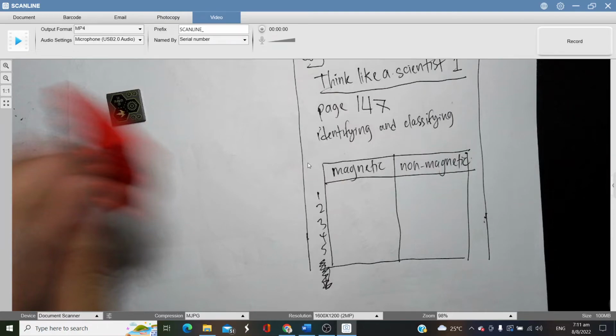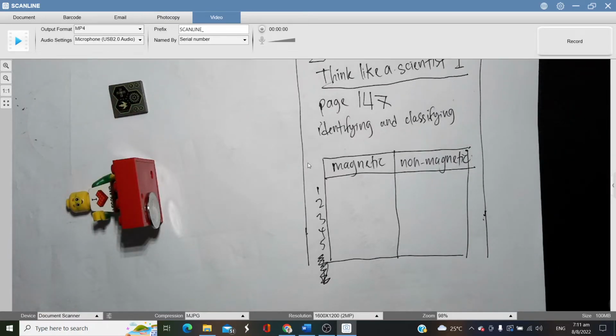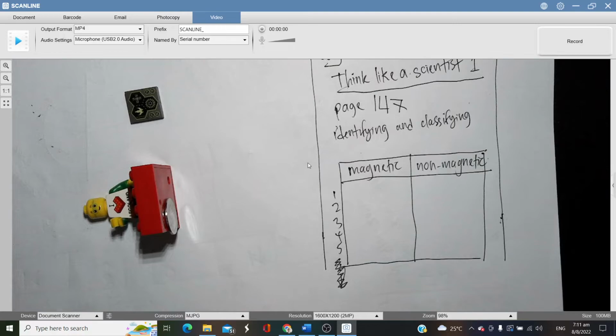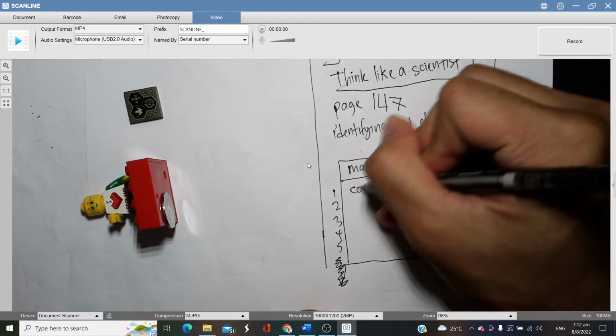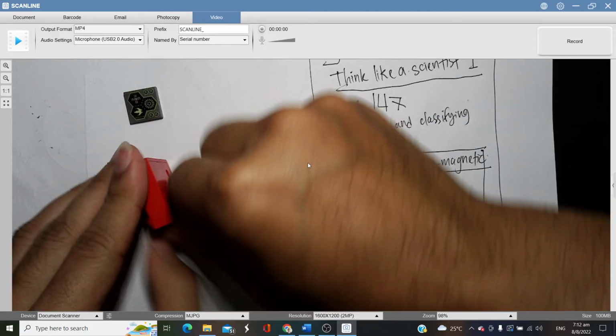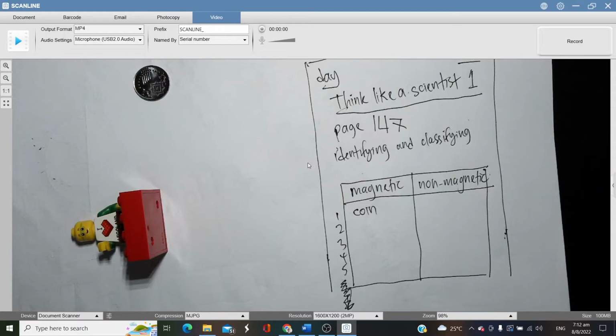Okay, I'll bring some other items. I know not all coins will be magnetic materials. Some coins aren't attracted to the magnet, but it's okay as long as your coin is attracted. Put coin here. What other things?